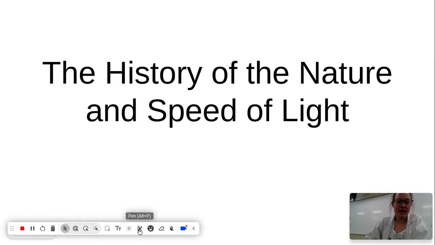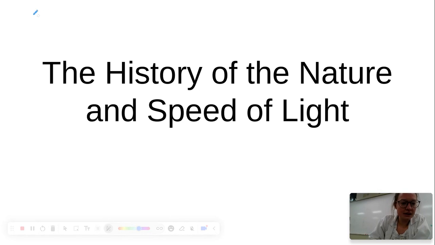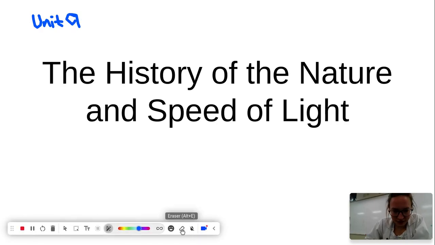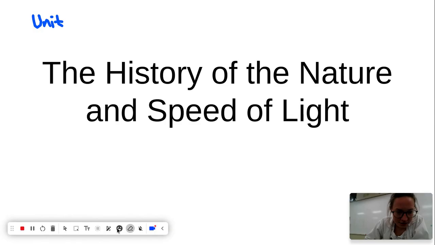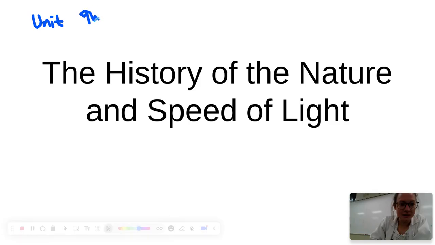This is the beginning of a new-ish unit. We are starting unit 9. Oh, that's terrible 9. That's just awful 9. Okay, I'm so sorry. Don't be perfectionistic, but it's so hard when your 9s look awful. 9B, which is all about light and color.